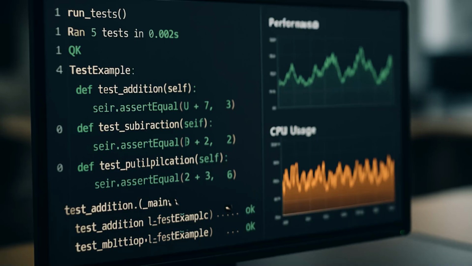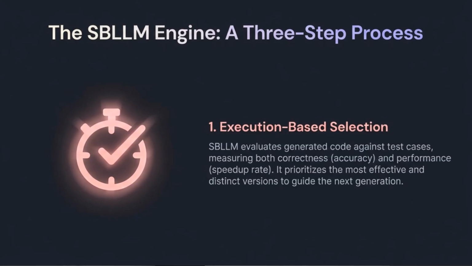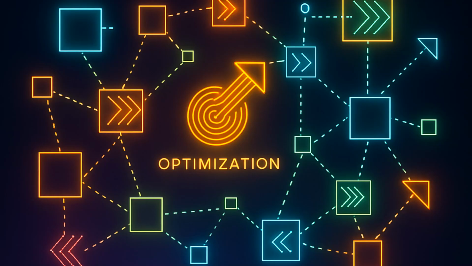So the first component is execution-based selection. SBLLM runs candidate solutions against test cases and scores each candidate using correctness. Does it pass? Speedup rate. Is it actually faster? Then it selects a small set of representative candidates. It prioritizes correct and fast solutions and also tries to keep them diverse, so that it doesn't keep near duplicates. Even incorrect candidates can be included because they can teach the model what not to do.